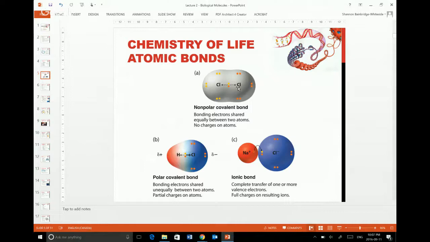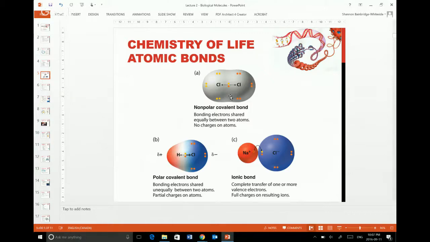So in cases where you have the same atom coming together, so in this case the 2 chlorine atoms that are sharing that pair of electrons, you have what's referred to as a non-polar covalent bond, meaning each of those nuclei are equally pulling those electrons. So it's a very fair sharing of the electrons across the two atoms.